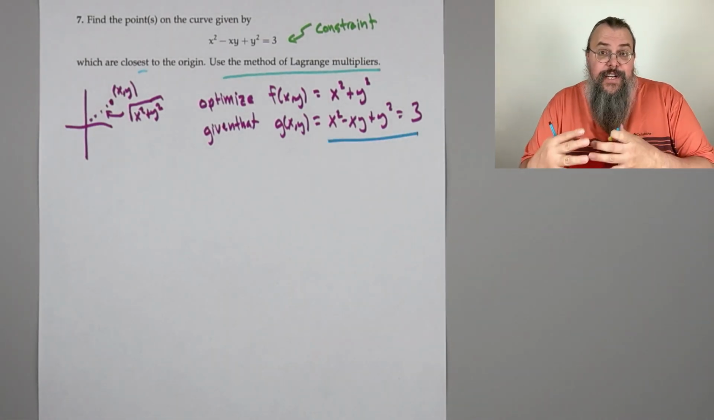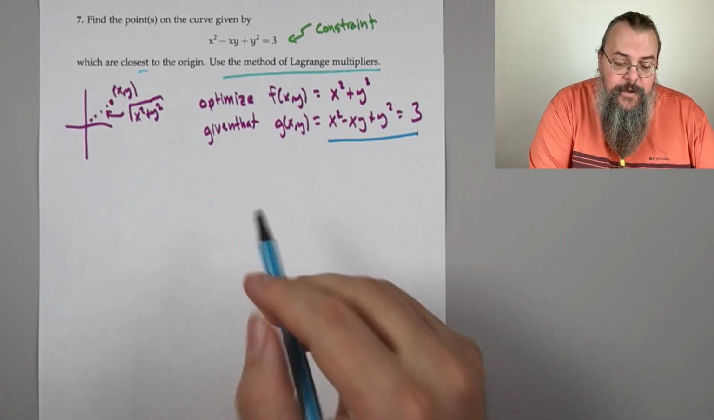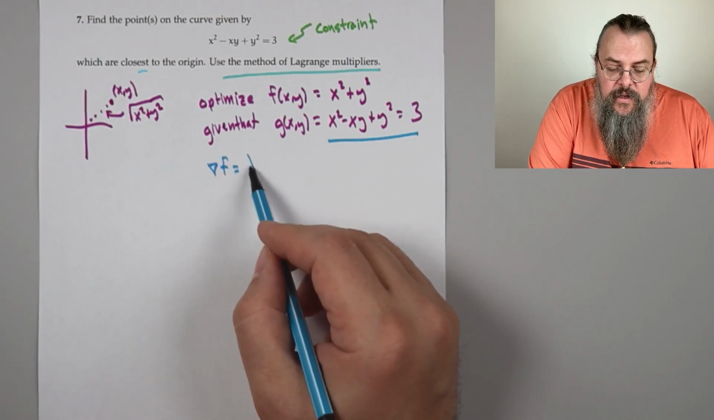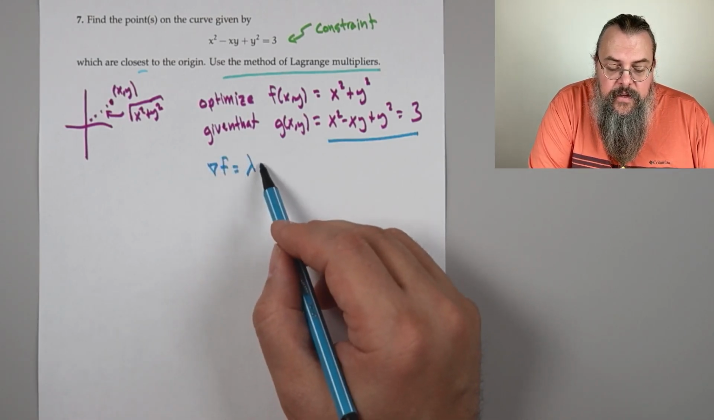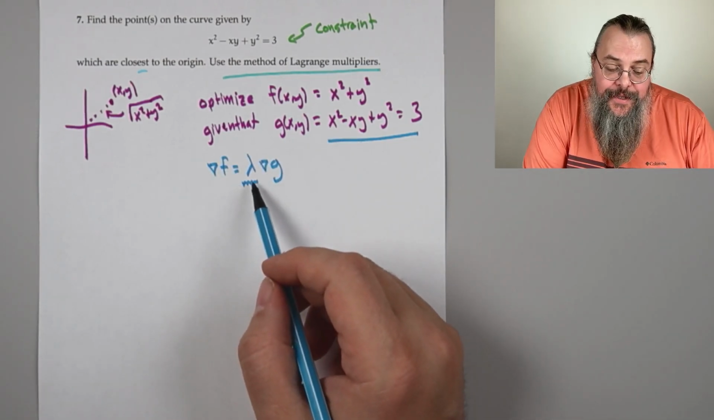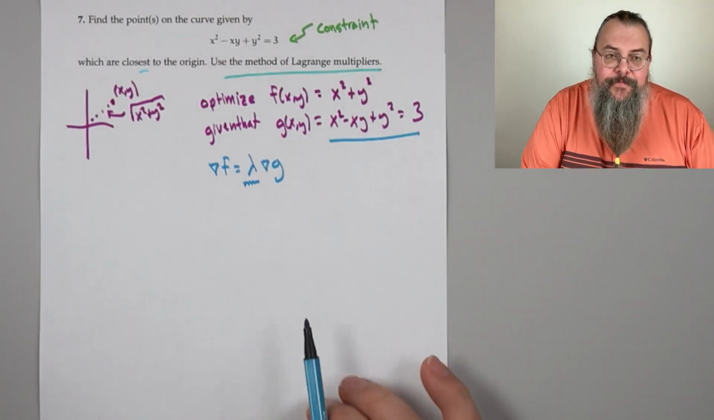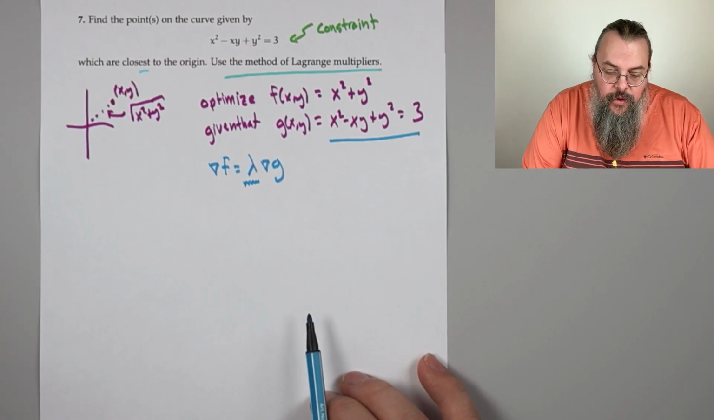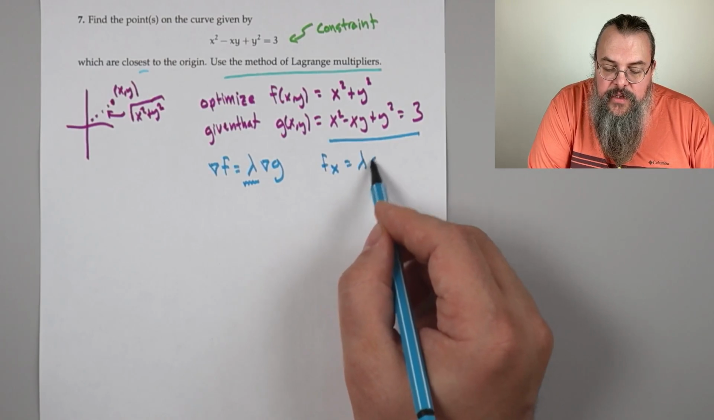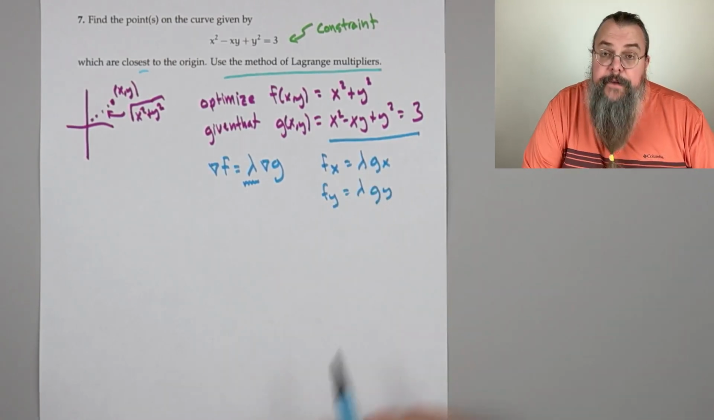We have one relationship between x and y. That comes from our constraint. We're going to find another relationship for x and y, and that comes from the gradients. So Lagrange multipliers comes from saying that the gradient of f is a multiple of the gradient of g. In particular, this lambda is the Lagrange multiplier. That's where that comes from. So what does that mean?